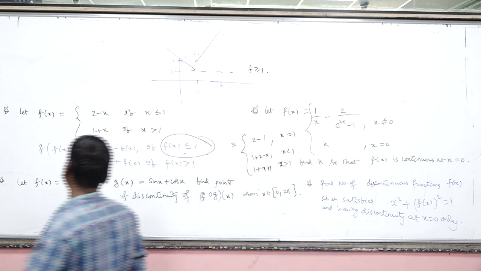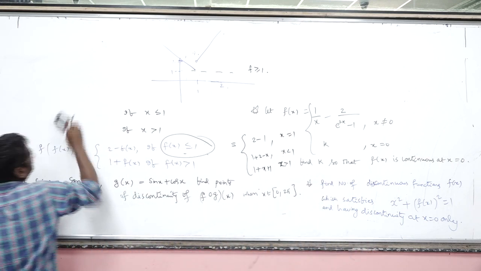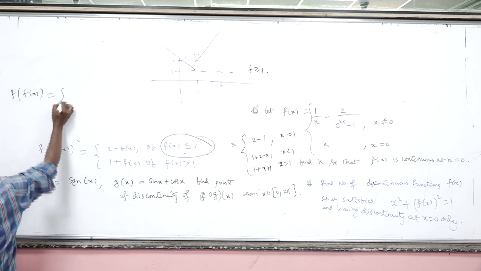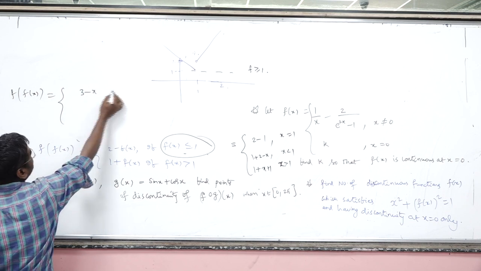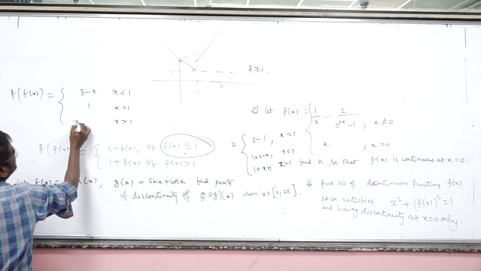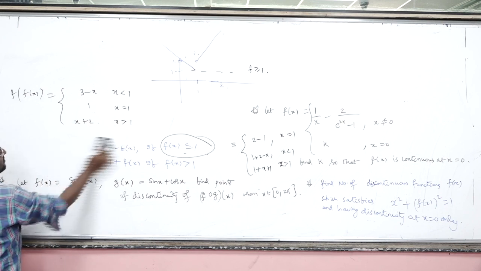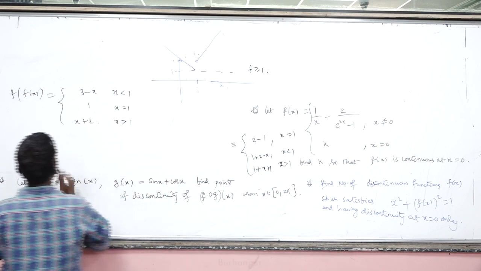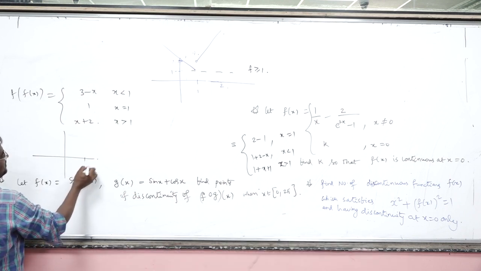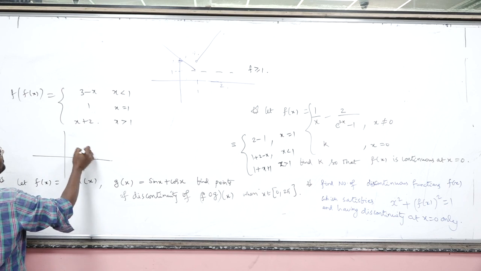So we have successfully found what is the composite function. So we got f of x therefore equal to 3 minus x when x less than 1, 1 when x is 1, when x more than 1, it is x plus 2. Now we will try to draw the graph of this composite function, or without drawing the graph you can see actually what is the discontinuity, but it's better to draw.